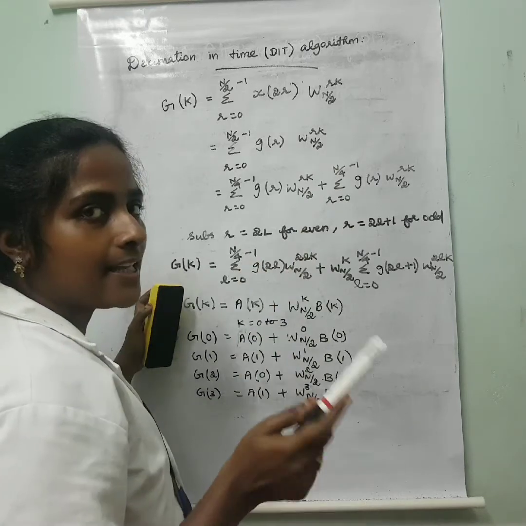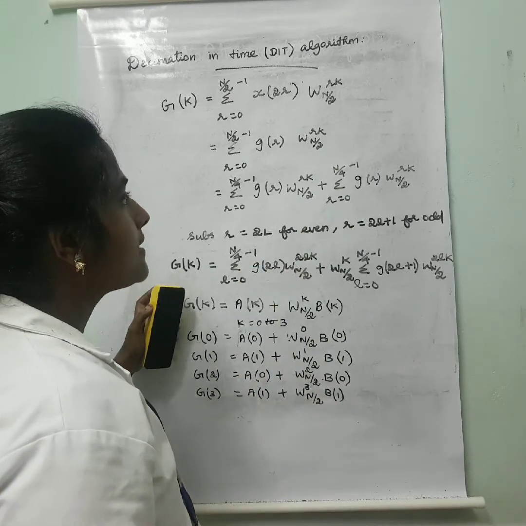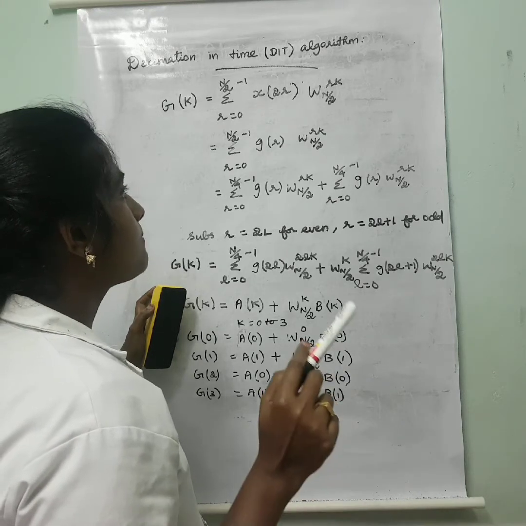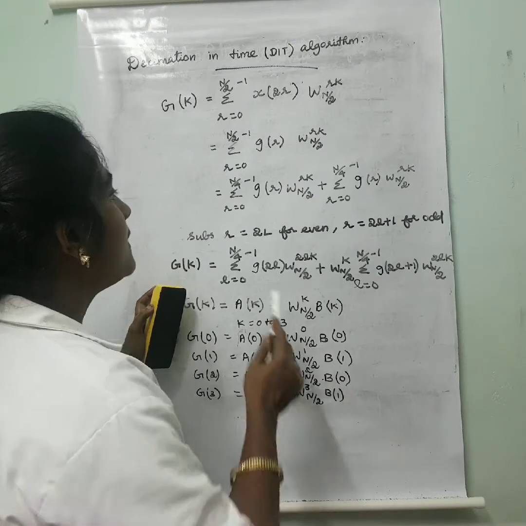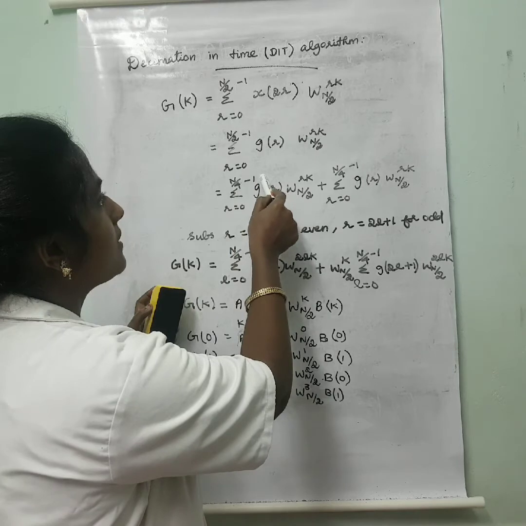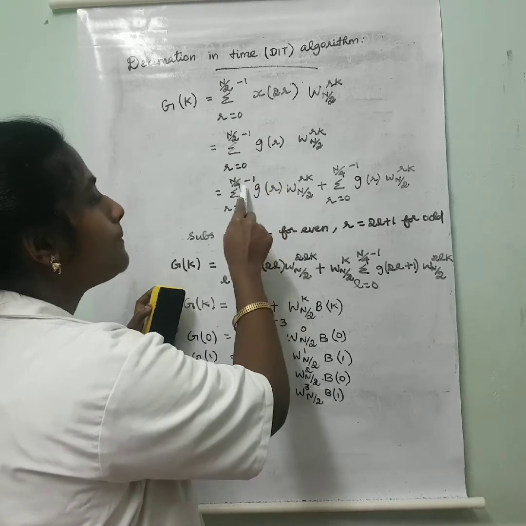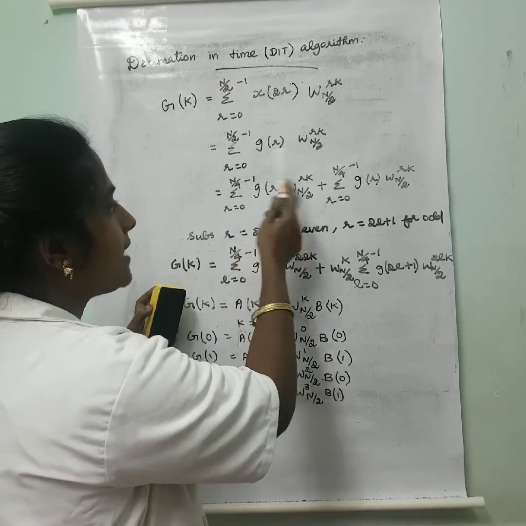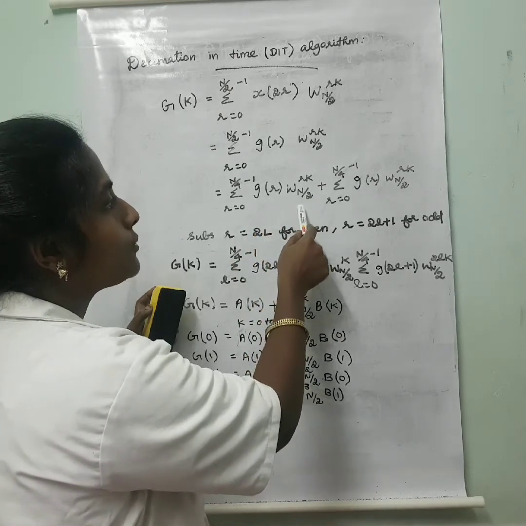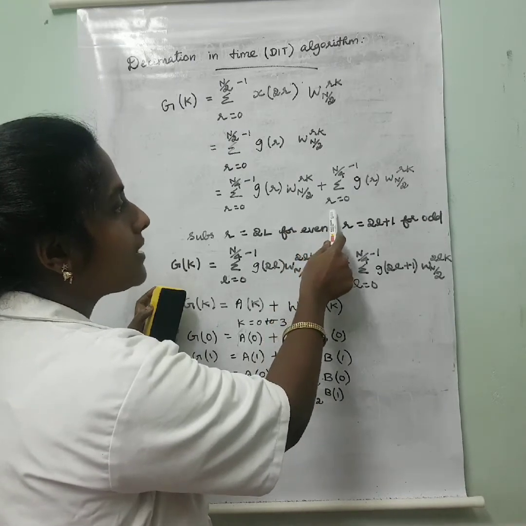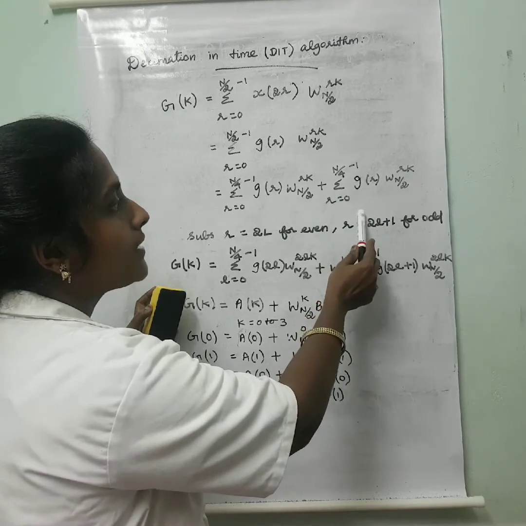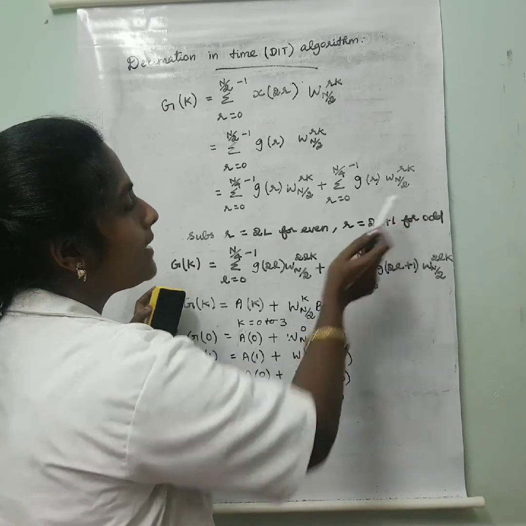Next, we can split the equation into two parts, the first one is the even part and the second one is the odd part. When you are splitting this equation again, you will get summation r equal to 0 to N by 4 minus 1, this N by 2 will become N by 4. That is, you are splitting this equation again. So, N by 4 minus 1 g of r W N by 2 to the power rk plus summation r equal to 0 to N by 4 minus 1 into g of r into W N by 2 to the power rk.